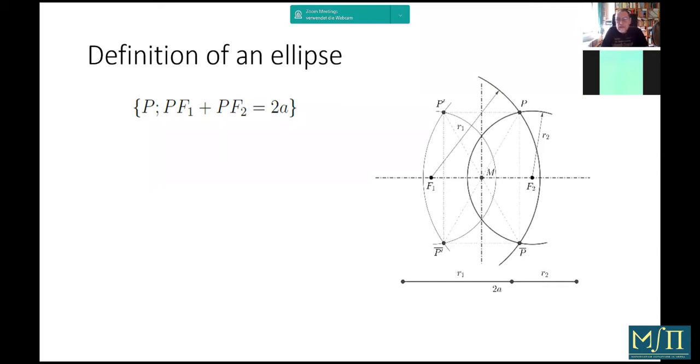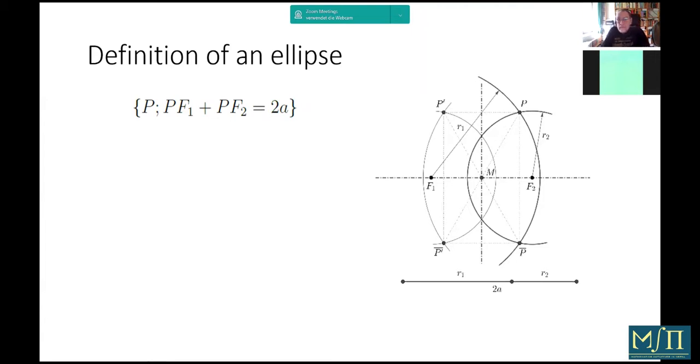And these 2 points then definitely have the property that is required of a point on the ellipse, because the sum of their distances from the 2 points F1 and F2 is equal to the sum of the 2 radii of the circles, of course, and that is exactly 2a, because we divided the line segment of length 2a into these 2 sections of length r1 and r2.